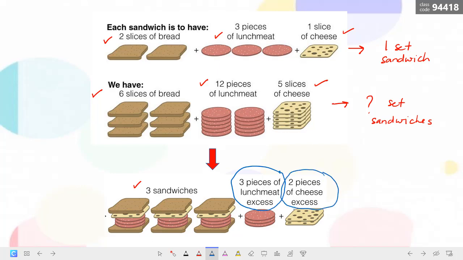Kita dapati kat sini, roti, 6 slices of bread tadi telah habis diguna pakai. Kita telah dibekalkan dengan 12 pieces of lunch meat and 5 slices of cheese. Di akhir preparation itu, we can see there are 3 pieces of lunch meat berlebihan and 2 pieces of cheese juga berlebihan. So from this analogy, actually I want to help you to understand more about limiting reactant.